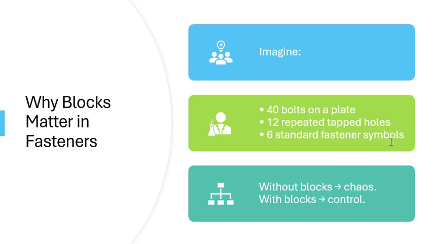For 6 standard fastener symbols, we don't need to redraw them, and that's a waste of time. So we are going to work smart. We will create the block and reuse it. Without the block, it's chaos. With the blocks, you have control, and of course you can speed up your workflow. Blocks ensure consistency and increase your efficiency, and if you change one fastener symbol or instance, it will be updated.